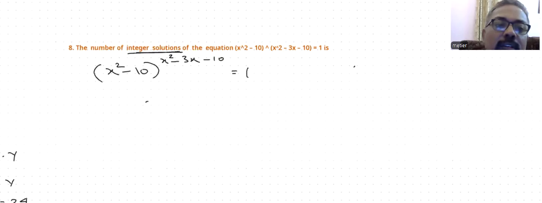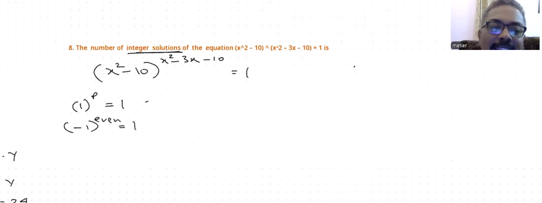First case, base is 1. Power anything, it is 1. Second, base is minus 1 and power is even, it is 1. Third, base is any number and power is 0, it is 1. Now we have to go with this step by step. And integral solution means x is an integer. Let's go with the first situation.